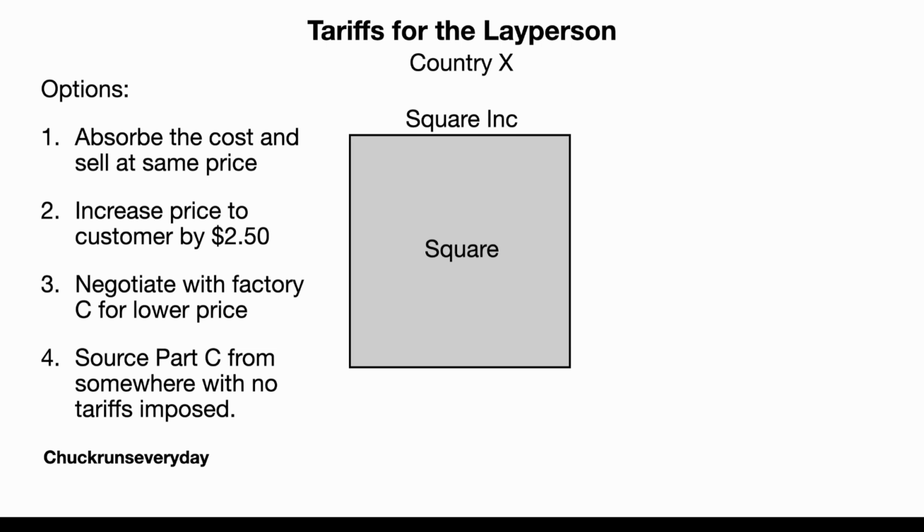Now, these are just 4 options. There's more options, but that's what I put up there. Now, there's effects to that, and I threw a few up there. There might be some layoffs at Square Inc. because now the square costs them more than before. And if they have to eat the tariffs, eat the price, and cut into their profits, they might have to lay off a bunch of people on their assembly line.